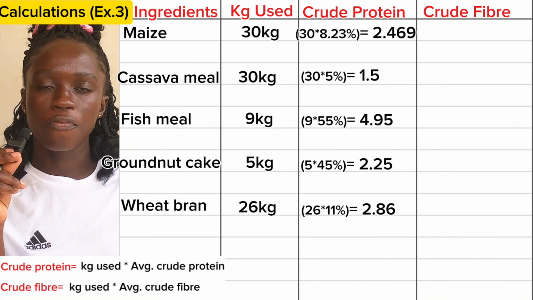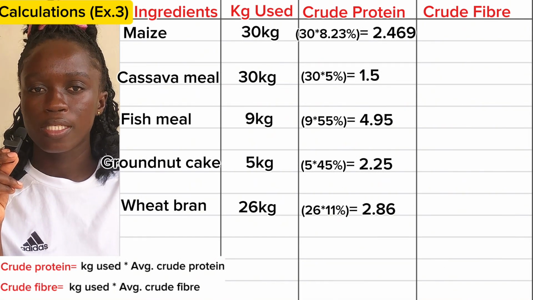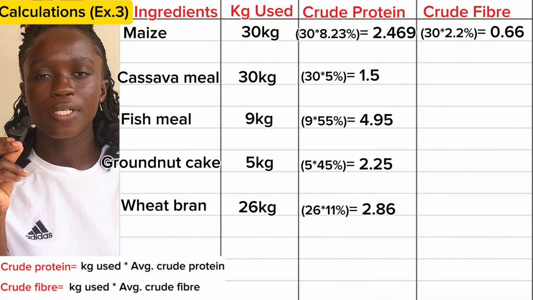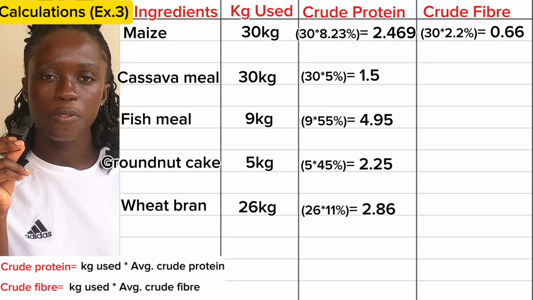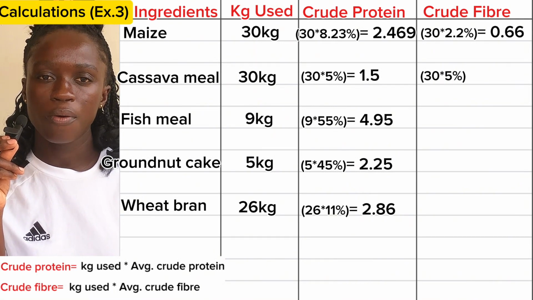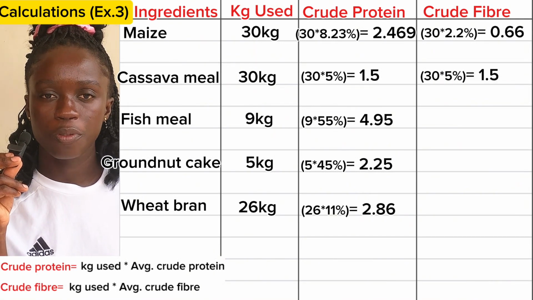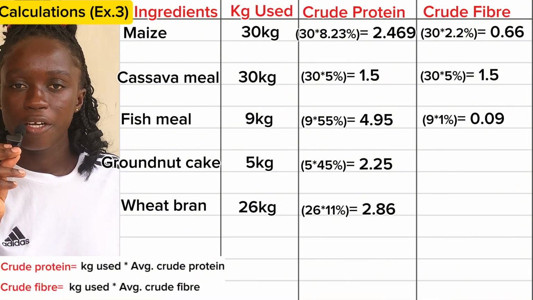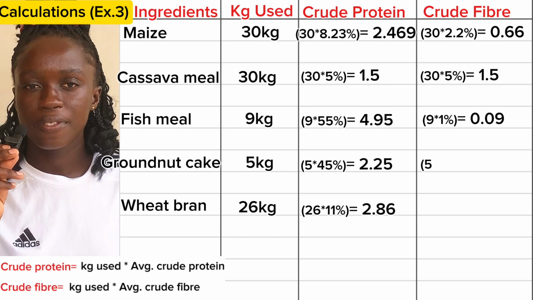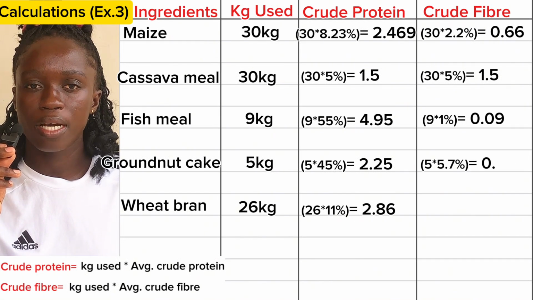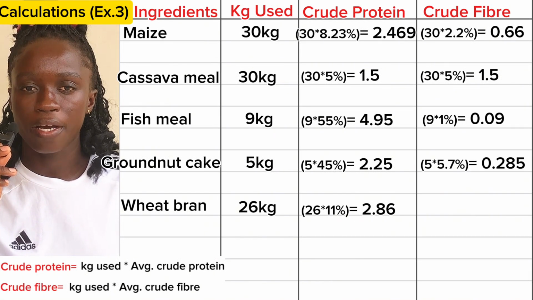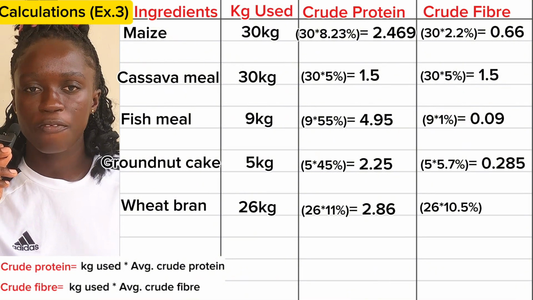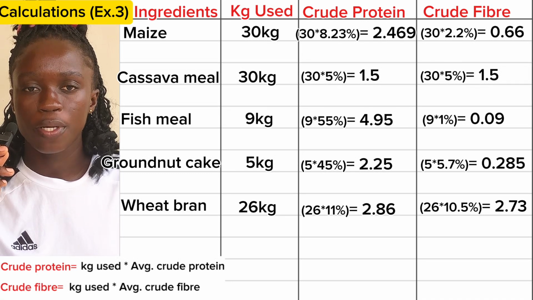Now let's do the same for our crude fiber content. For maize, it's going to be 30 times 2.2%, and that will give us 0.66. And then for cassava meal, it's going to be 30 times 5%, and that will give us 1.5. And then for fish meal, it's going to be 9 times 1%, and that will give us 0.09. And then for groundnut cake, it's going to be 5 times 5.7%, and that will give us 0.285. And then for our wheat bran, it's going to be 26 times 10.5%, and that will give us 2.73.